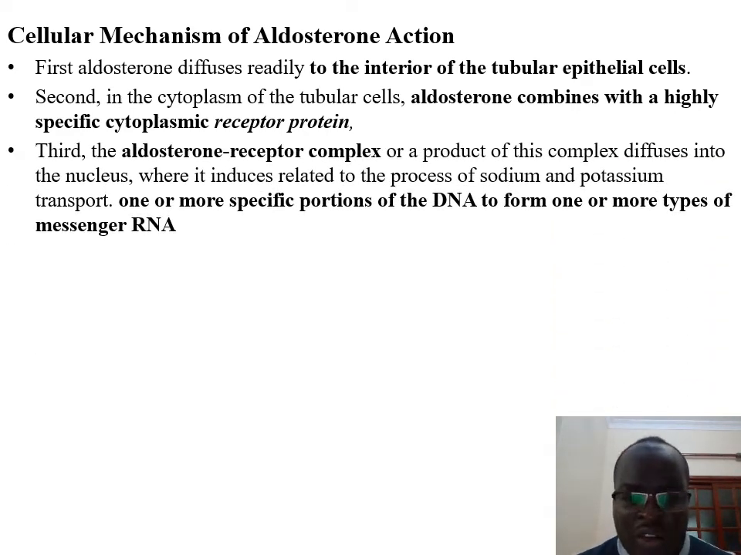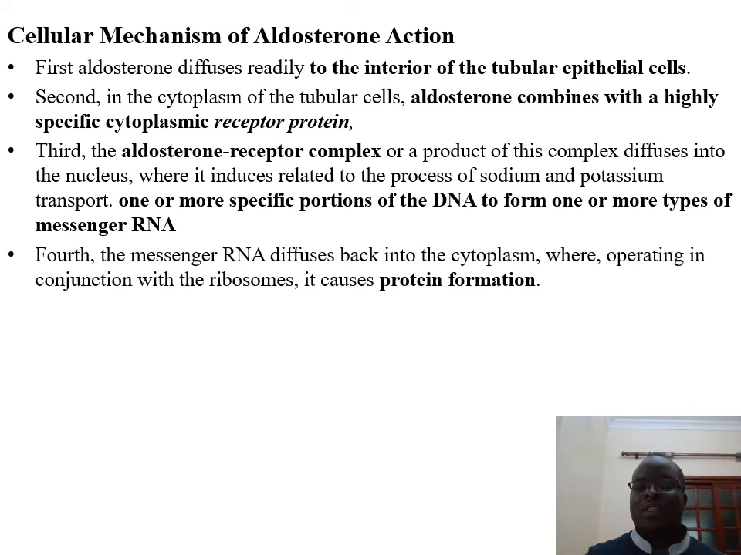Third, the aldosterone receptor complex, or a product of this complex, diffuses into the nucleus where it induces one or more specific portions of the DNA related to the process of sodium and potassium transport, to form one or more types of messenger RNA. So it's going to enhance transcription of DNA into one or more types of messenger RNA that are required for the production of specific enzymes and specific proteins that are needed for reabsorption of sodium in exchange for potassium.